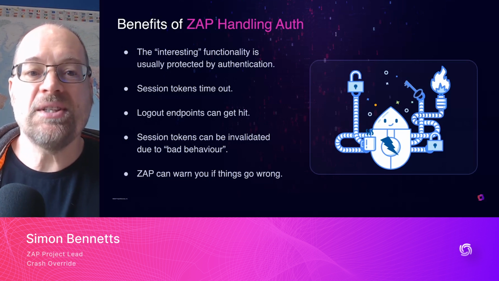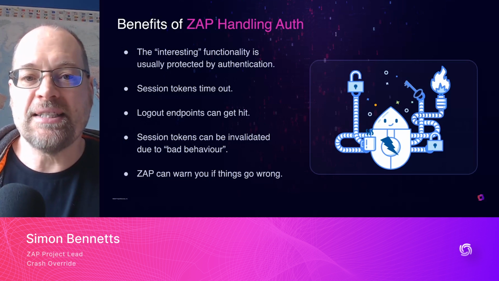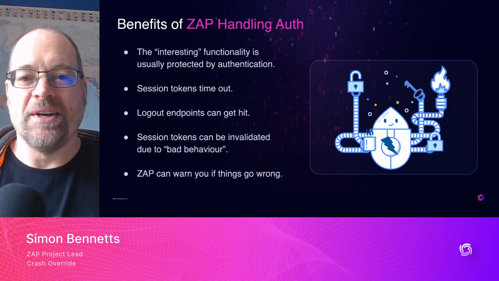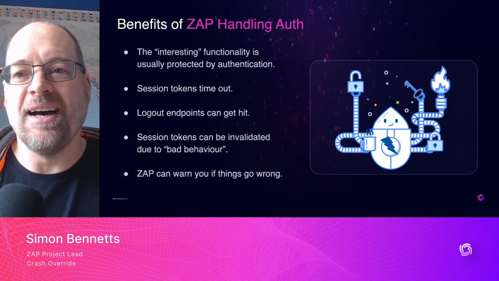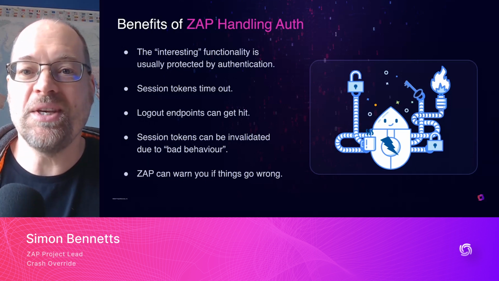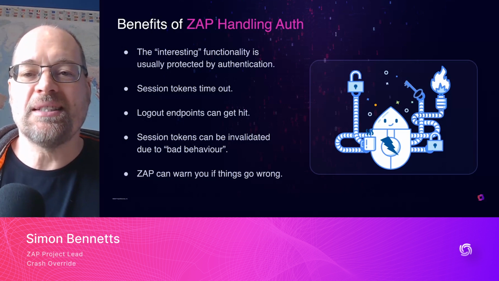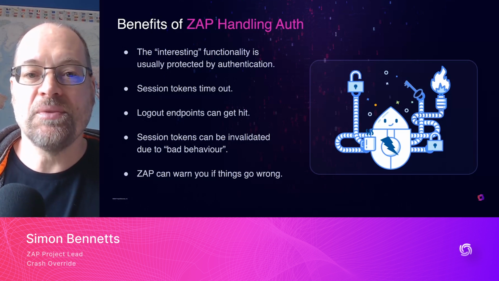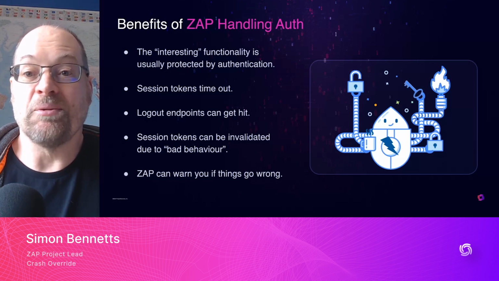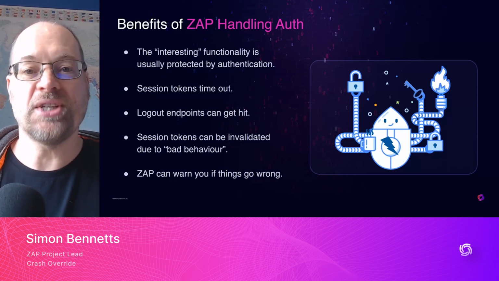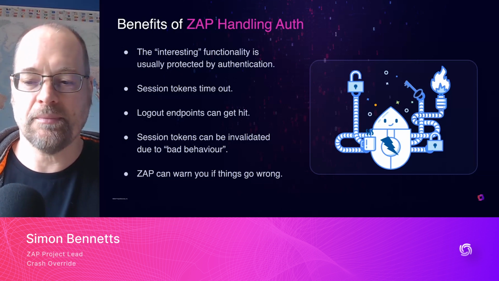Finally, ZAP can tell you if things go wrong. As I said, I found out the hard way that things can change under your feet, and something that's working for months or years can break. So ZAP has features which allow you to see that these things are going wrong and will tell you so, so you don't have to go in and keep on checking the results every time.